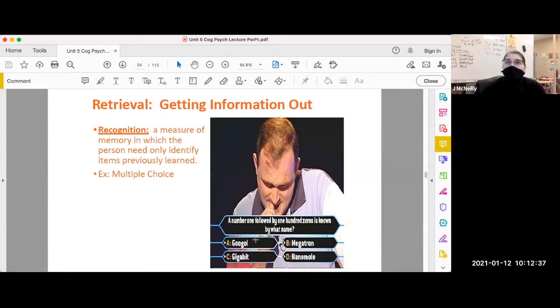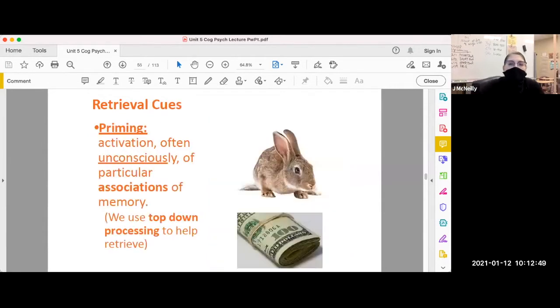Are we good so far? So if recall is harder than recognition, how do we make our brain get that information out when we're tested on it or when we're quizzed on it? Well, sometimes we can be primed, we can be activated before the actual event. And this often occurs unconsciously.